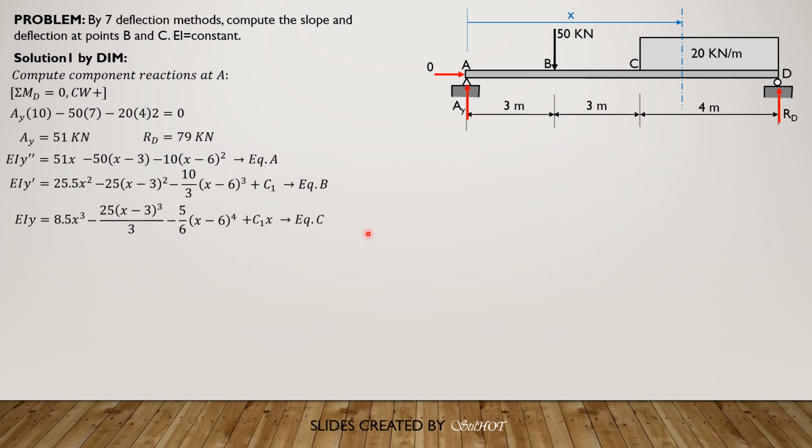There is no c sub 2 because c sub 2 is the deflection at A, and since it is the origin, then deflection is 0.